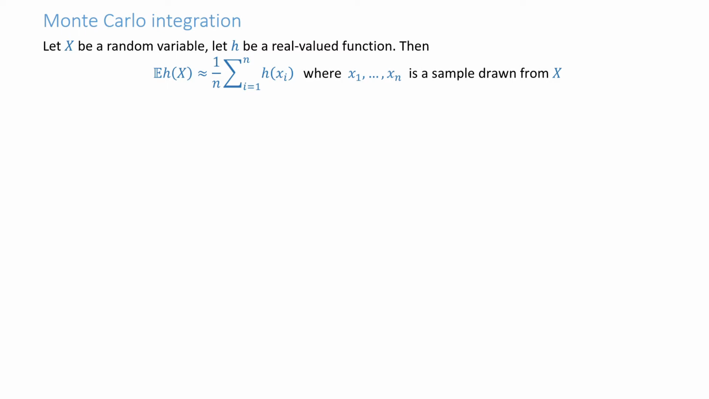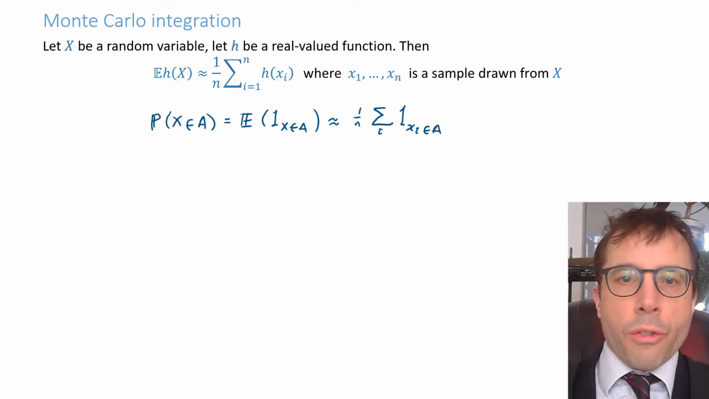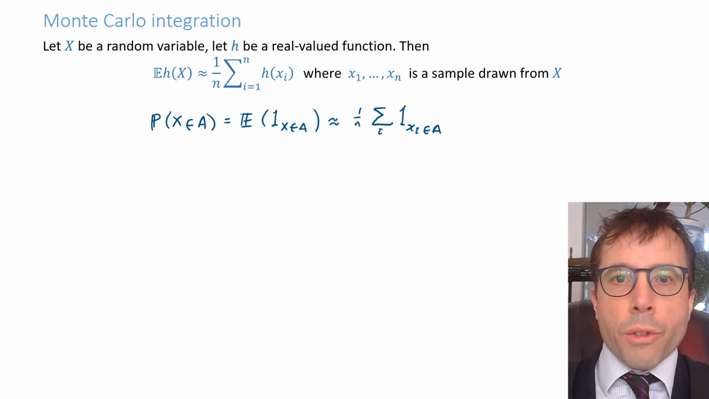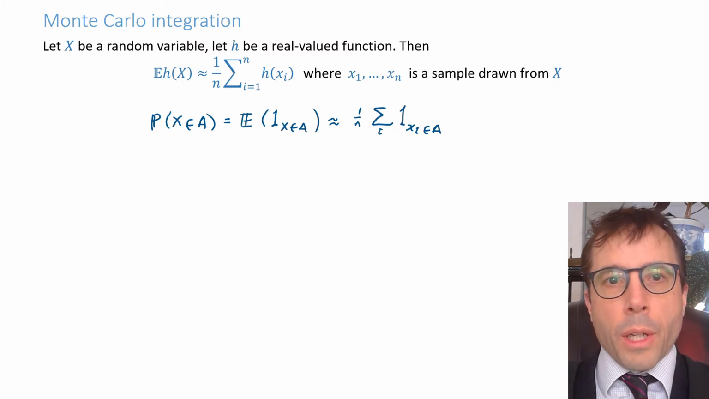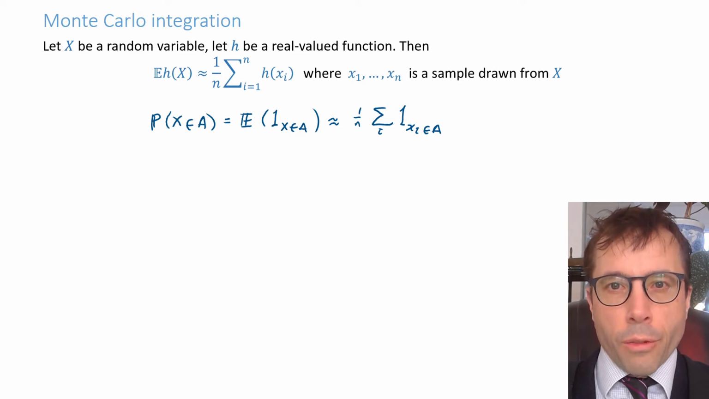First, draw a sample x1 up to xn from the distribution x, then just find the average value of h of x across your sample. Here's the typical way we use it. Suppose we want to find the probability of an event, say the probability that x lies in some set A. We'll use the standard link between probability and expectation. The probability that x is in A is equal to the expected value of the indicator that x is in A. This link between probability and expectation is totally trivial to prove, and it's so nifty for transferring tools about expectation of functions into tools for probabilities of events.